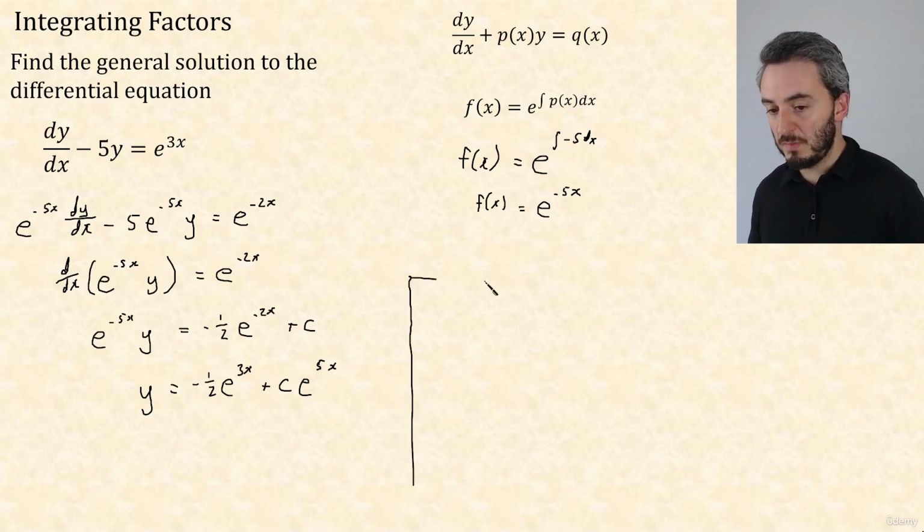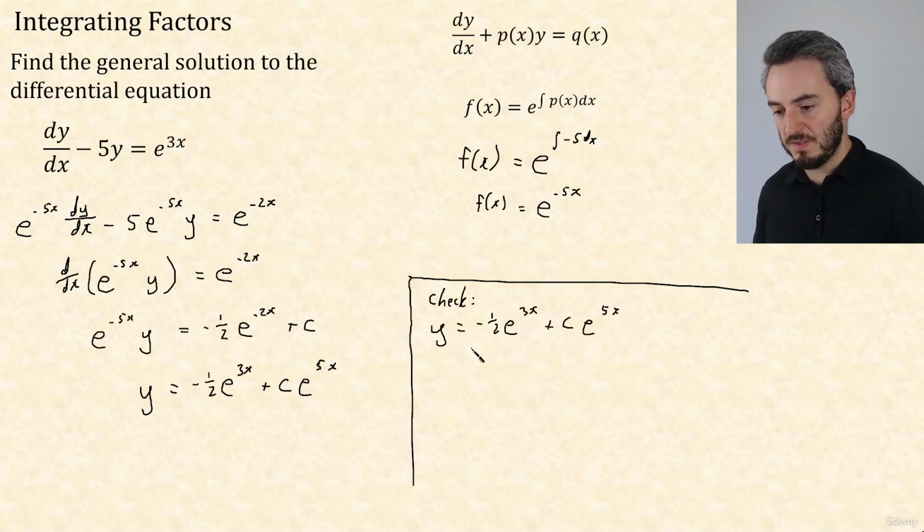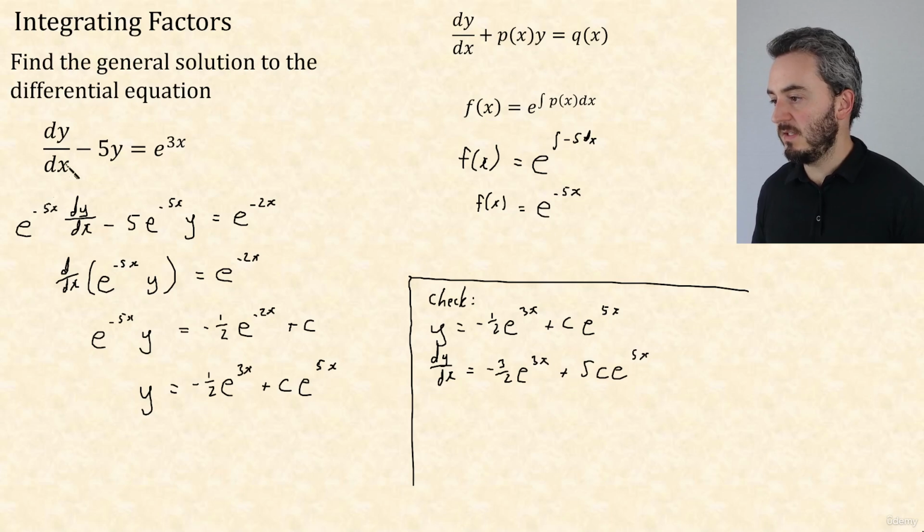Again, not part of a standard exam answer, but useful when you're learning, is our check. Does it actually work? Well, if y is minus a half e to the 3x plus c e to the 5x, what's dy by dx? dy by dx is going to be minus 3 over 2 e to the 3x plus 5c e to the 5x. So let's sub that into here. dy by dx minus 5y.